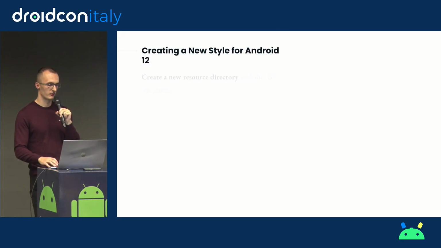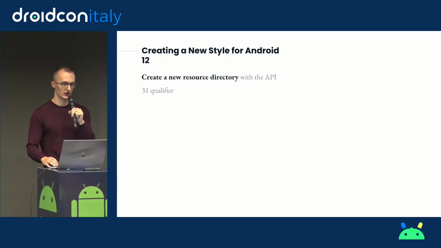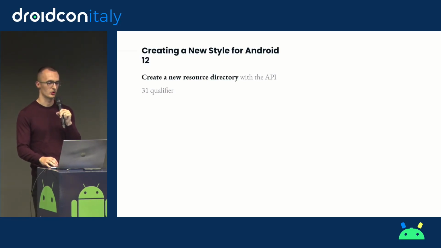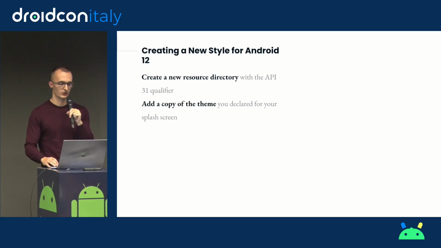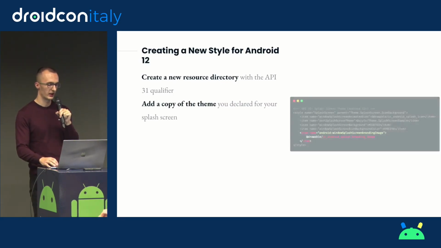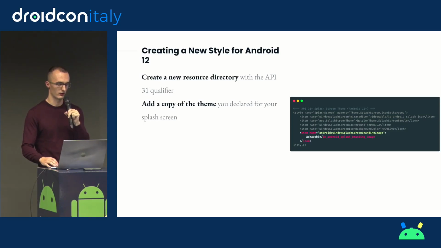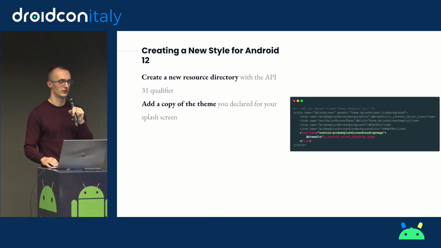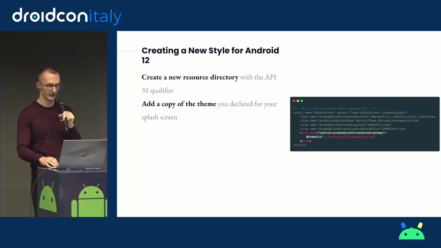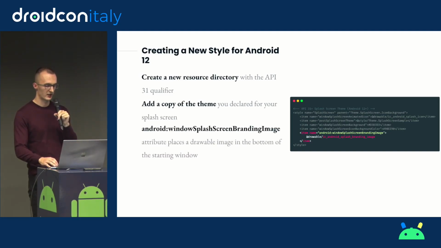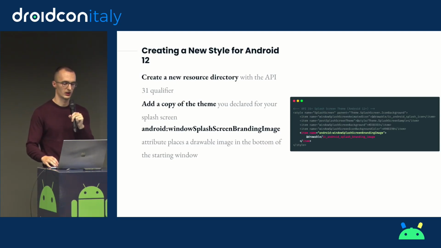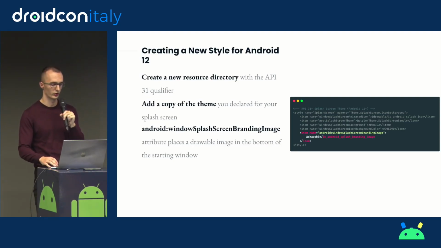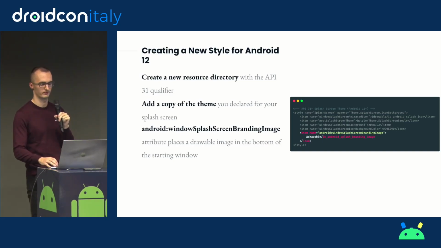Now to add a branding image, the first thing that we have to do is create a new style for Android 12, because the branding image is not supported on the older API versions. So we need to create a new resource directory with the API 31 qualifier, and we add a copy of the theme that we declared earlier for our splash screen. And we only append the windowSplashScreenBrandingImage attribute, and the value of this attribute is the drawable file that we want to use for the branding image. The windowSplashScreenBrandingImage attribute places a drawable image at the bottom of the splash screen. So again, we do not have control over the position of the branding image.